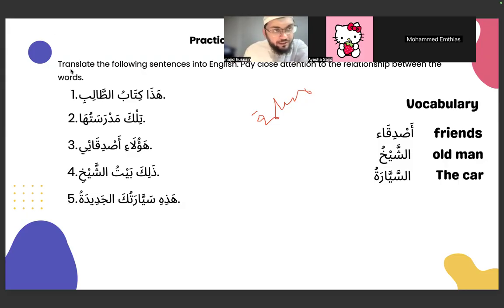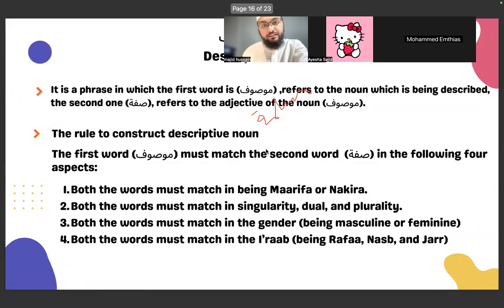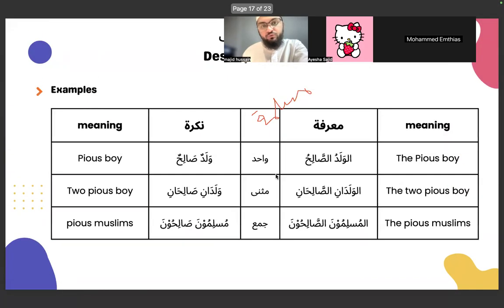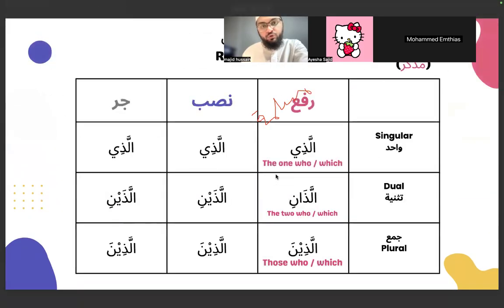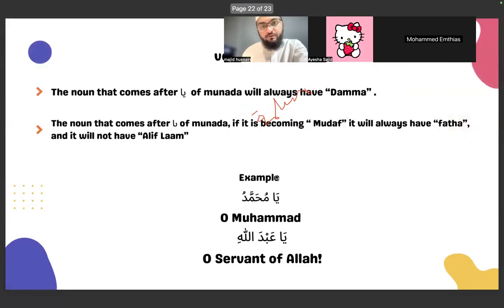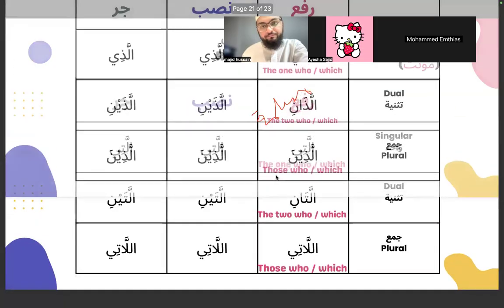This is it for today, and inshallah, we'll continue from Ism Mawsuf next time. Next class, Ism Mawsuf, then we have Ism Mawsul, and then we have Ism Munada.